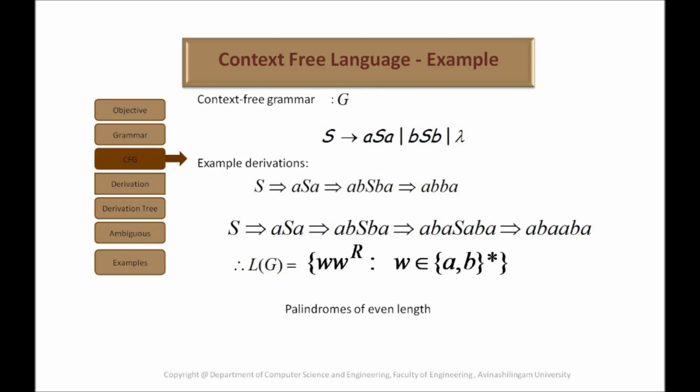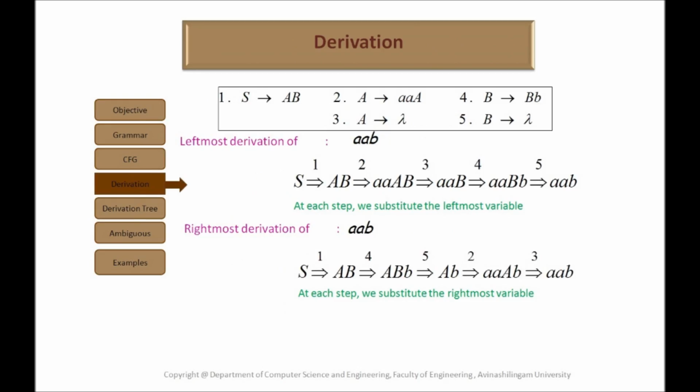Next is another example. Here we have 3 productions: S tends to aSa, S tends to bSb, S tends to lambda. In this example we derive the string abba. First we start with S tends to aSa. This S has to be replaced by bSb using production 2. So it becomes abSba. Again this S has to be replaced by lambda, so it becomes abba. Hence finally we derived it. If we have palindromes of even length, then we have a context-free grammar.